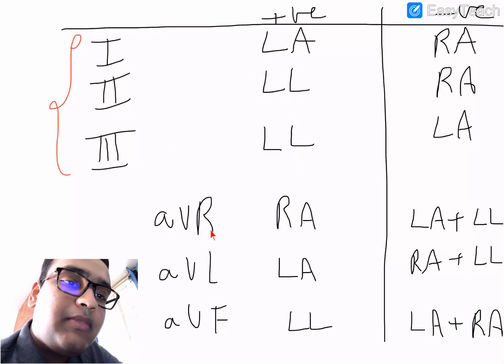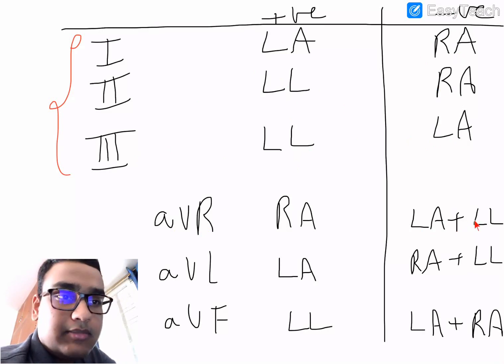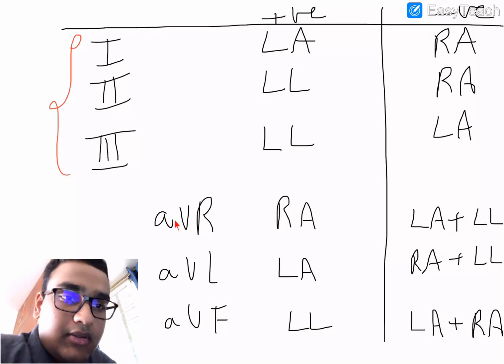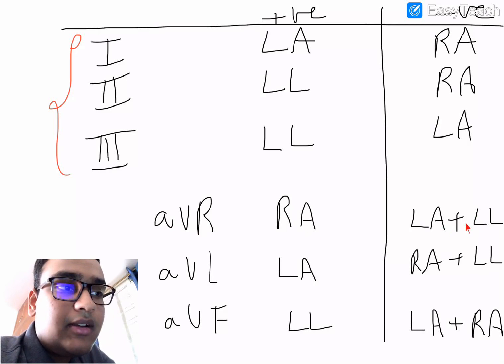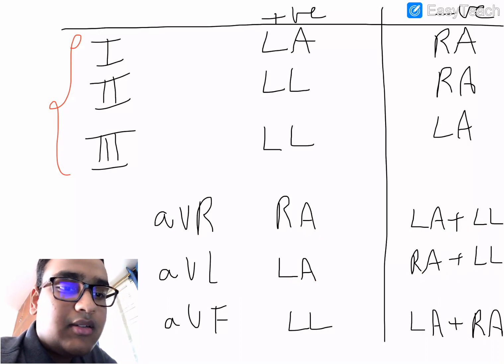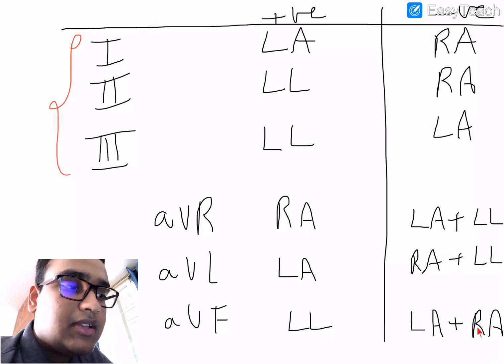And augmented limb leads are called augmented because the negative input is a combination of two other limbs, and the positive is similar to the limb leads, just one limb. So for AVR, the positive lead would be the right arm and the negative would be both left arm and left leg. For AVL, positive is left arm and negative would be right arm plus left leg. For AVF, the positive would be left leg and the negative input would be the left arm plus right arm.